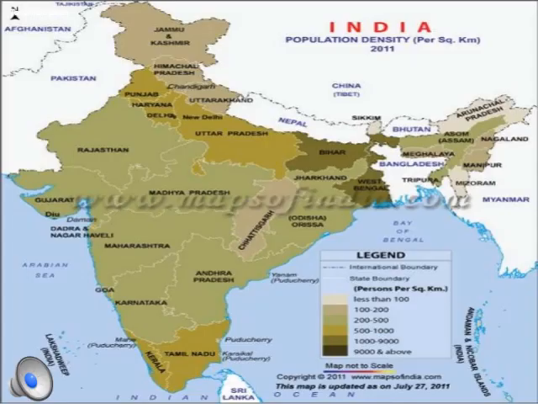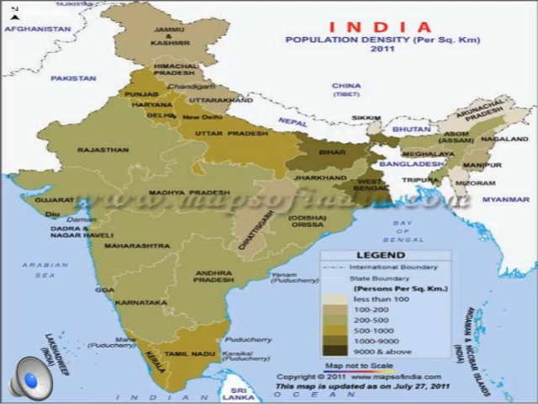Now with the help of this map, you can understand which state is the most highly populated. You can see that it has been given as persons per square kilometer. Less than 100 persons per square kilometer is Chhattisgarh, and above 9,000 is Bihar and West Bengal. So the most highly populated states according to this map are Bihar and West Bengal, as per the 2011 census, the population density per square kilometer.